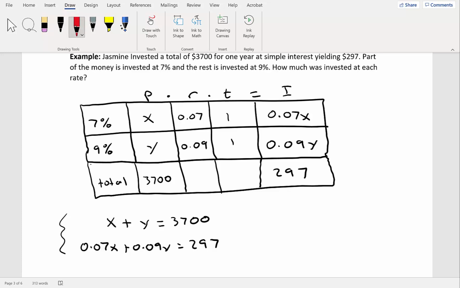Okay, so let's go ahead and use our elimination method again. First, I'm going to get rid of these decimals. So I'm going to multiply that by 100. So I get 7x plus 9y is equal to 29,700.